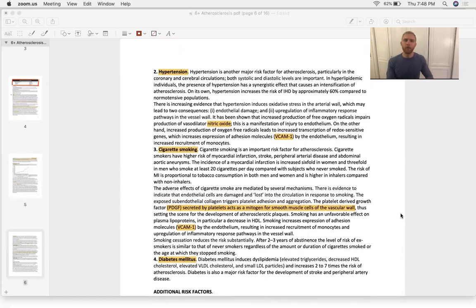Another modifiable risk factor is hypertension. And this is where things start to get biochemical, because Santo has listed 2 mechanisms for the development of atherosclerosis secondary to hypertension. And that's number 1, the impairment of nitric oxide production. And number 2, the expression of cellular adhesion molecules on the surface of the endothelium. And I'm going to break those down very quickly.